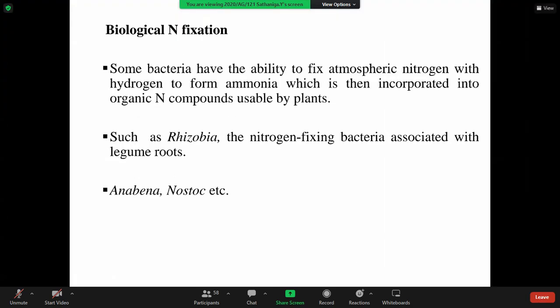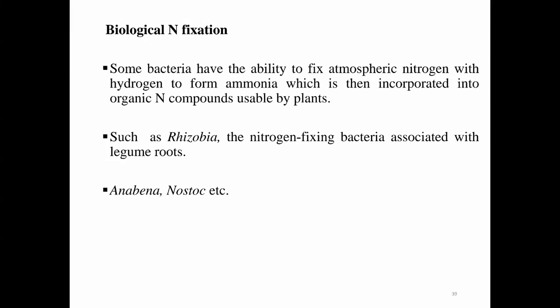In biological nitrogen fixation, some bacteria have the ability to fix atmospheric nitrogen with hydrogen to form ammonia, which is then incorporated into organic nitrogen compounds usable by plants. Nitrogen fixing bacteria are associated with legume roots. Examples of nitrogen fixing bacteria are Rhizobia, and Anabaena and Nostoc are also nitrogen fixing bacteria.